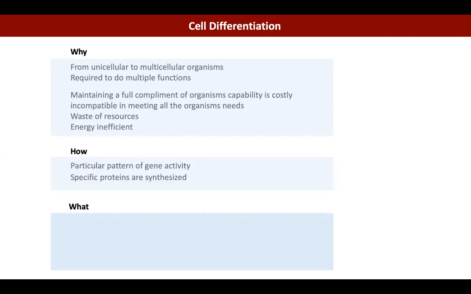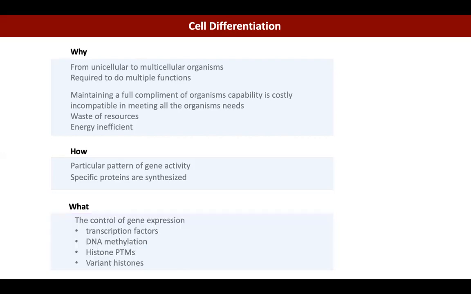And how is it done? Like I explained earlier, it's a particular pattern of gene activity, which leads to a very specific set of proteins that are synthesized. At the molecular level, it's through transcription factors, extracellular molecules, and then epigenetic changes, including DNA methylation, histone PTMs, variant histones. That's actually what is happening during this particular pattern of gene activity. This is how it is controlled. So I think these are very fundamental concepts, and I would really like you to understand why there is a need for differentiation and how it's done.